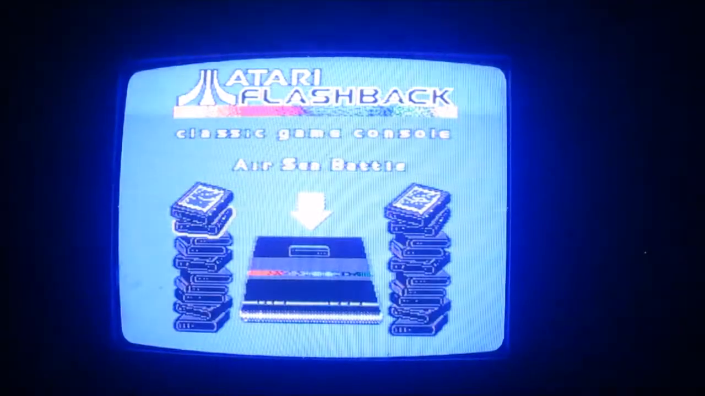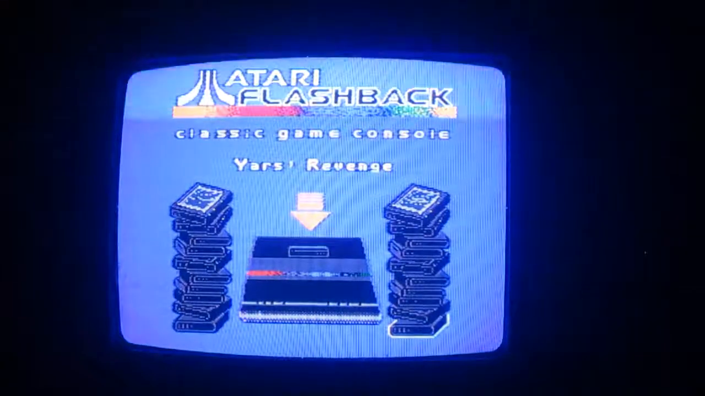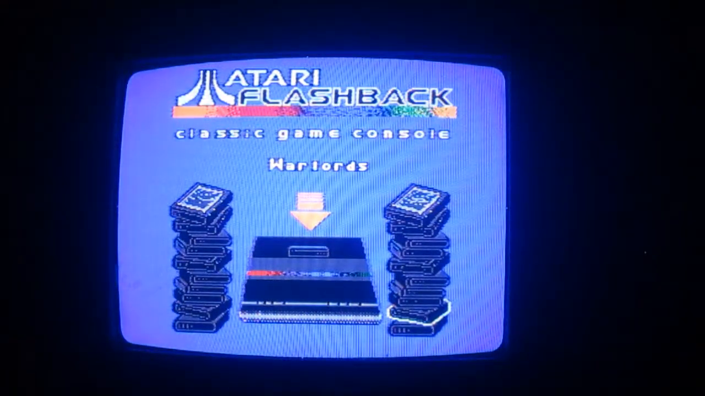Gravitar is also a good Atari game, but you need to be a genius to play it, because I can't figure out what to do. I think you have to shoot a spaceship, but the other thing is you die. Moving on. Yars' Revenge and Warlords. Let's go with Warlords. This is one of the most popular Atari games of all time.